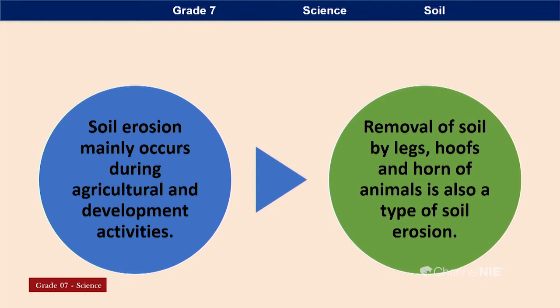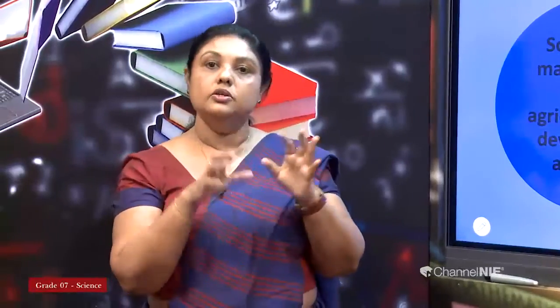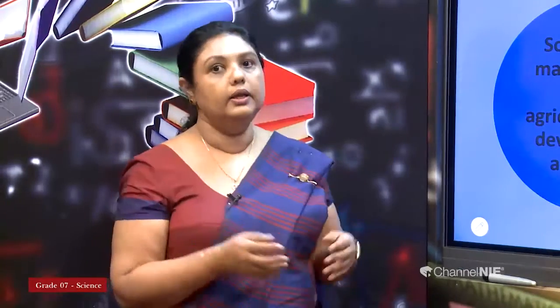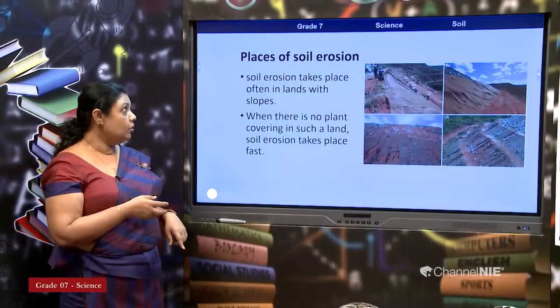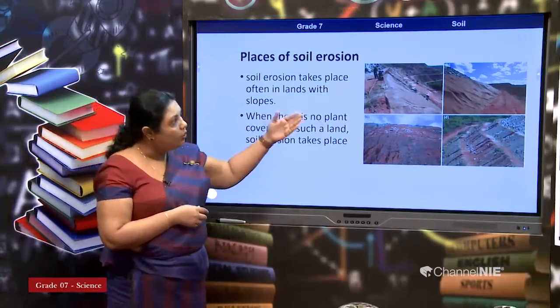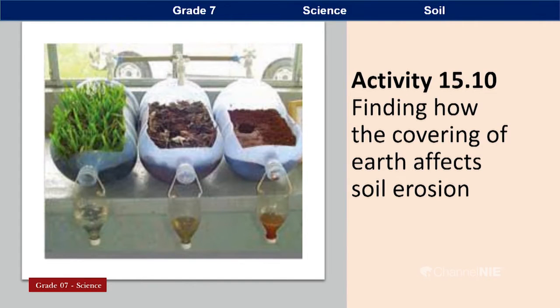Removal of soil by legs and hooves of animals, in different ways the animals are involved in soil erosion. So, soil erosion is mainly by water, by wind and by animals. If the topmost soil is removed, that is called soil erosion. Then what happens? Soil becomes infertile. There are some places where you can see how it is eroded. You may have seen this type of erosion on TV. So, you can see this setup.